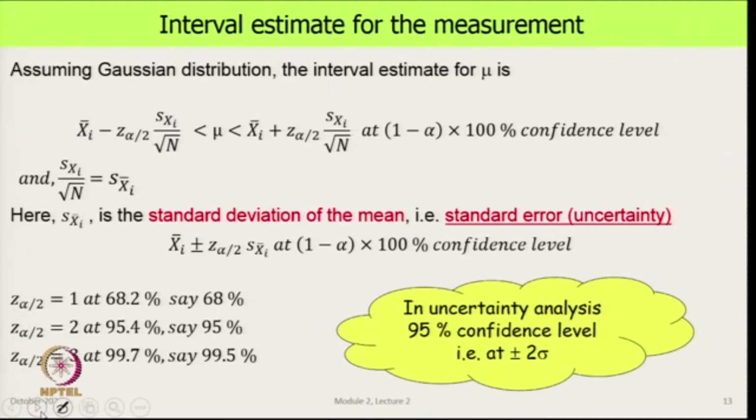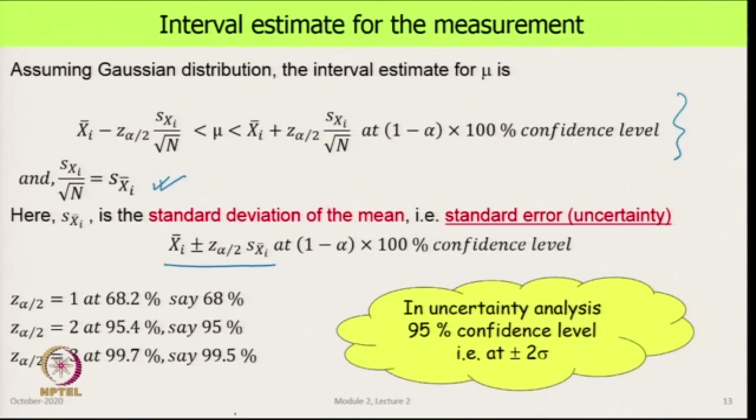So, this is the complete form of the answer that we were just looking at for the interval estimate. For x_i, the ith variable, that is the relation, and in just one line we will start expressing our result in this form: x_i bar, which is the mean value, plus or minus z alpha by 2 times s of x_i bar, and this is at this much confidence level.